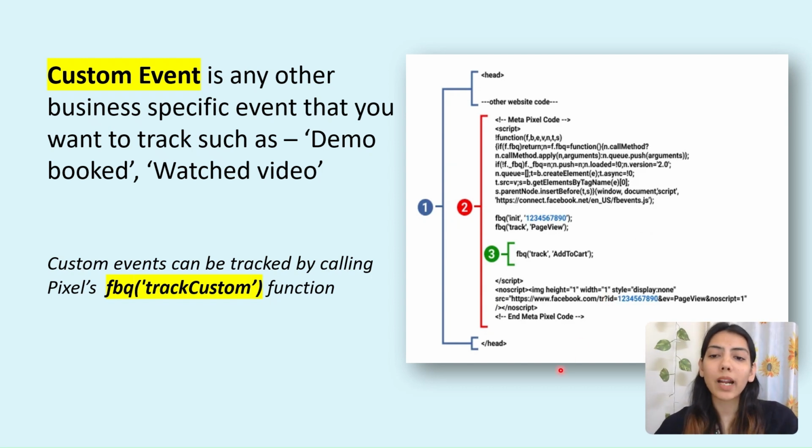Now, standard events have predefined parameters that can be passed along with them. So the list that we saw earlier, they also have a list of predefined parameters that can be passed along with each of those events. But for a custom event, you can define the parameters that you want to pass along with that event.